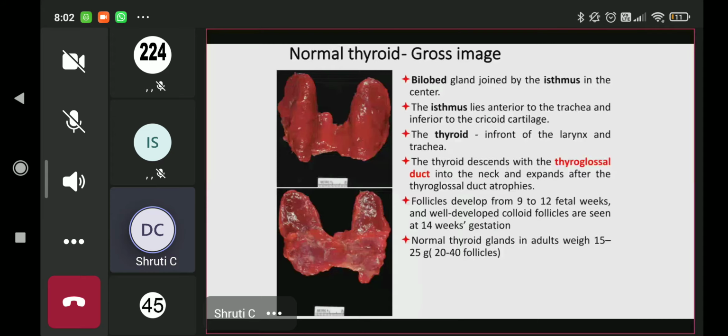Okay. Embryologically, the thyroid descends with the thyroglossal duct into the neck and expands after the thyroglossal duct atrophies. The thyroid follicles develop from 9 to 12 fetal weeks, and well-developed colloid follicles are seen at 14 weeks of gestation. The normal thyroid gland weighs around 15 to 25 grams.